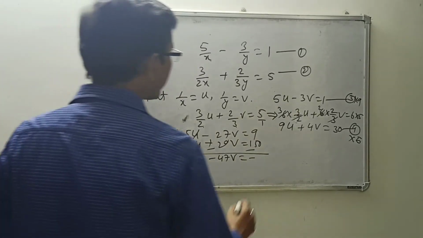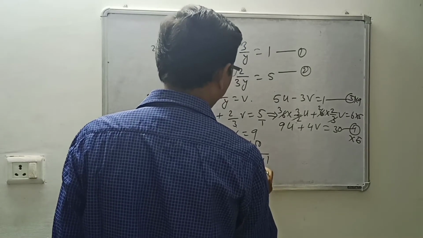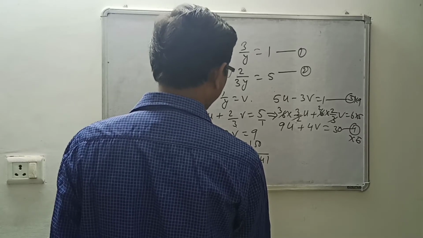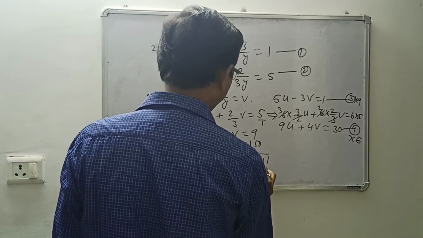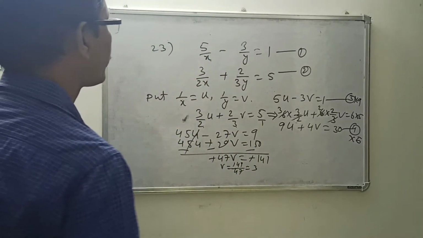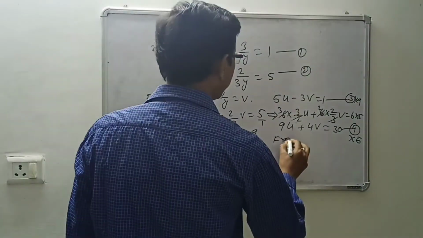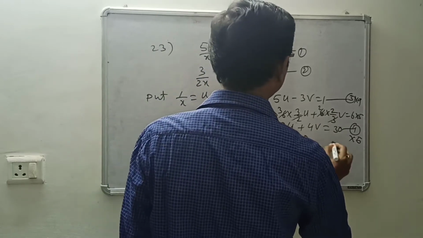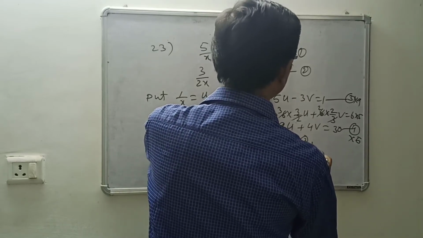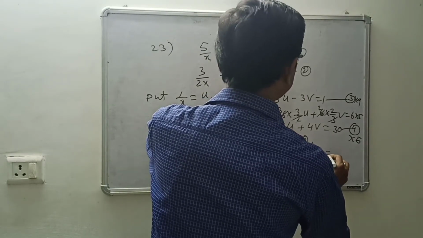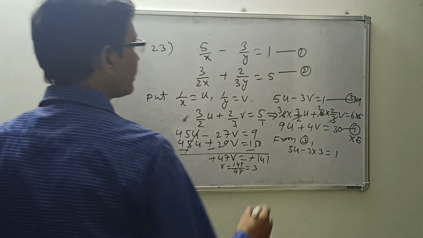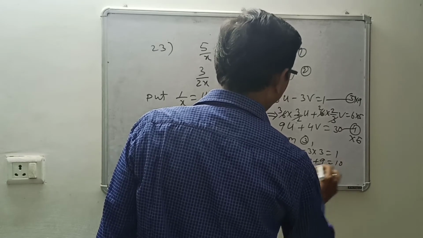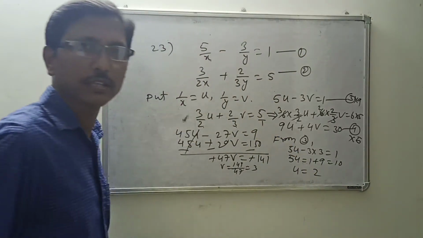Here you are getting minus on the other side too. What is coming there? Minus 141. Both sides the minus will be removed. v equal to 141 by 47, if you divide, I think it will be 3. So v equal to 3. Now in the place of v you will put 3 in the first equation: 5u minus 3 into 3 is equal to 1. v equal to 3 you had. So 5u minus 9, that side it will be plus 9, means 10, or u equal to 2.